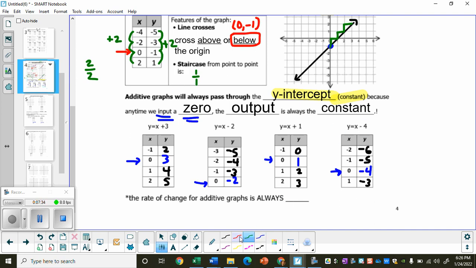Now, friendly reminder that for these additive graphs, the staircase, the rate of change, is always going to be a 1 over 1. And I'll prove it to you. Here I'm going up 1. Here these are going up 1. So there's the up 1 over 1. These are increasing by 1, while these also increase by 1. So there's the rate of change. These are going up by 1. So are these. And last but not least, these went up by 1, and so did these. So the rate of change every time is going to be a 1 over 1 in your additive graphs.